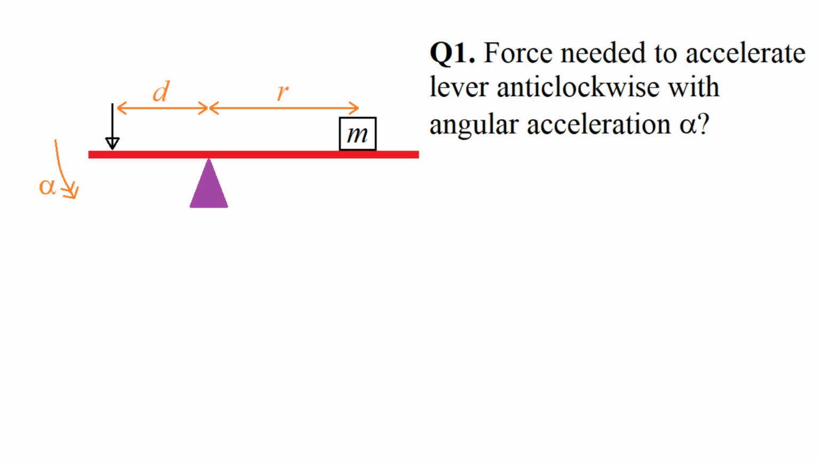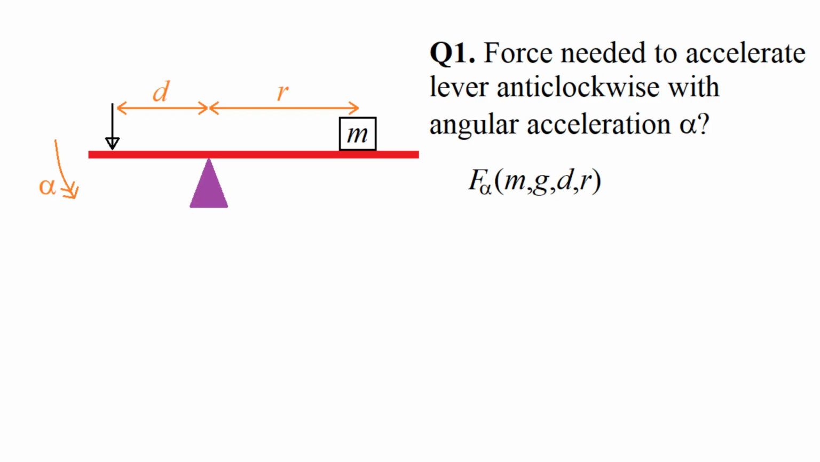Okay, so let's call the force required to achieve this F alpha, where again the subscript alpha refers to the value of the desired angular acceleration. And again, this is a function of the other variables that might affect it, namely the mass m, the gravitational field strength g, the position where I apply the force, as represented by the variable d, and the position of where the object is placed, as represented by the variable r.